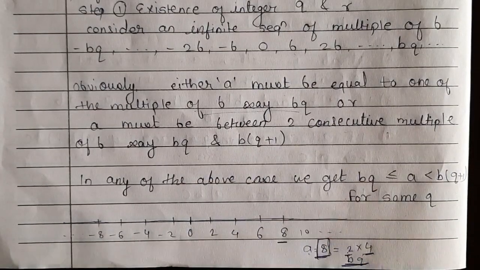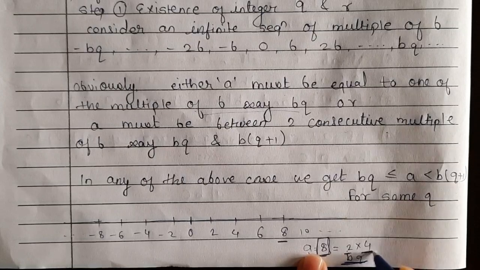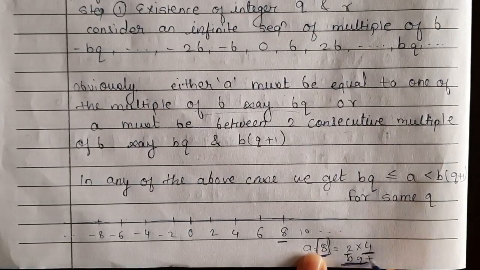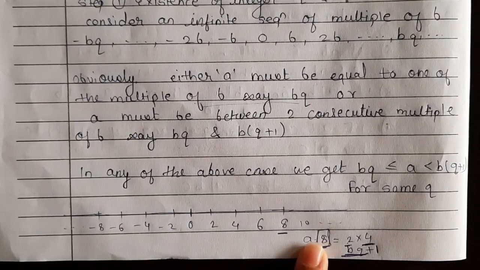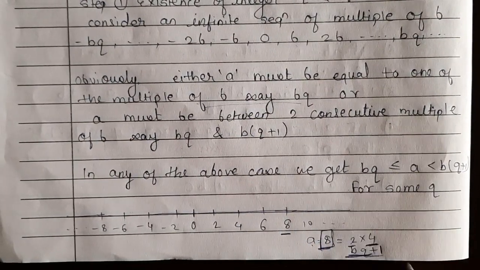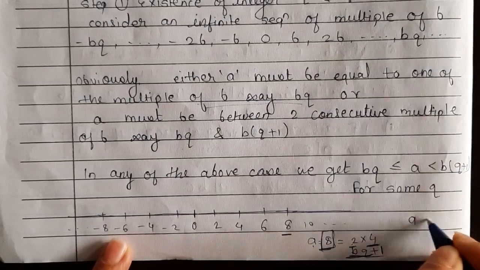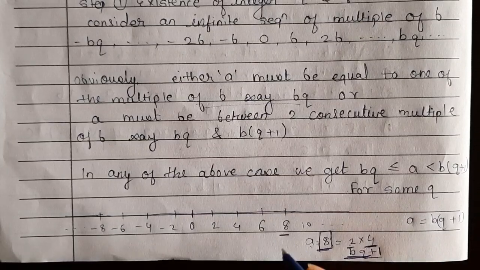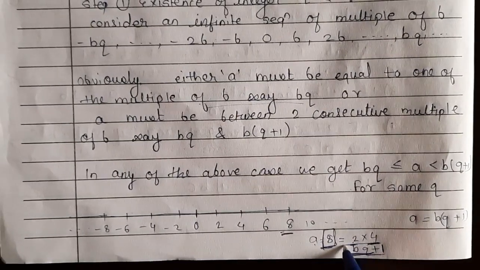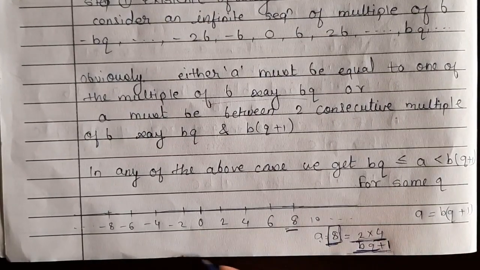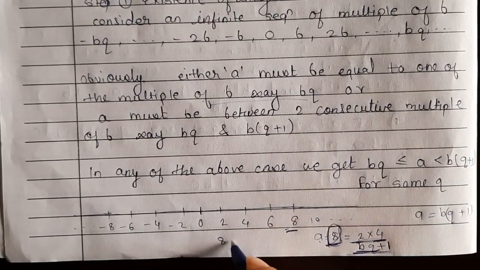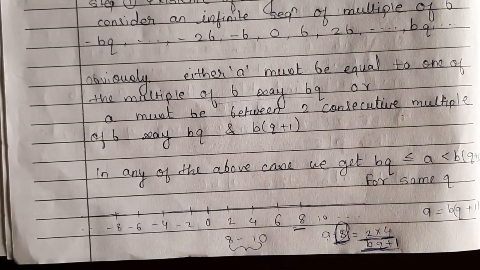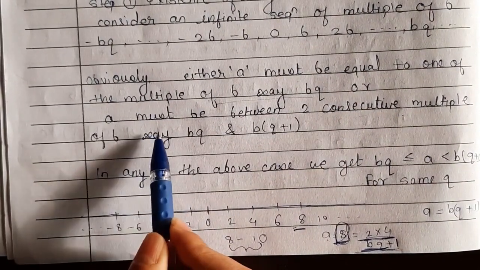So here I have 10. When I get 10, if I increase this number q by 1 and add 1, it means a is equal to bq plus 1. 8 is between this bq and bq plus 1, meaning our 8 is between 8 and 10. This is the meaning of our second sentence.